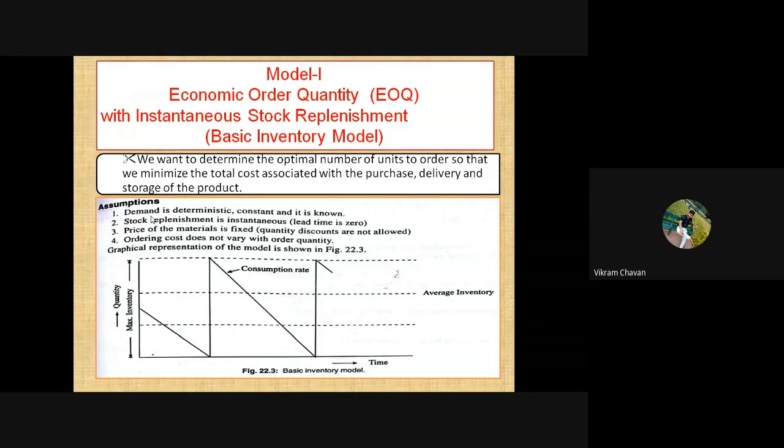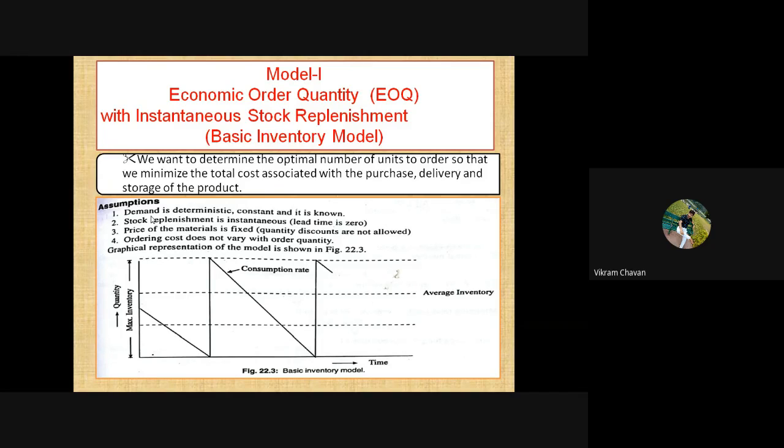We have discussed that ordering cost is nothing but administrative cost, inspection cost, accounting cost, and transportation cost. This cost is constant for all the orders, and it will not vary according to the order quantity. So these are the assumptions, or the foundation, for this particular model.